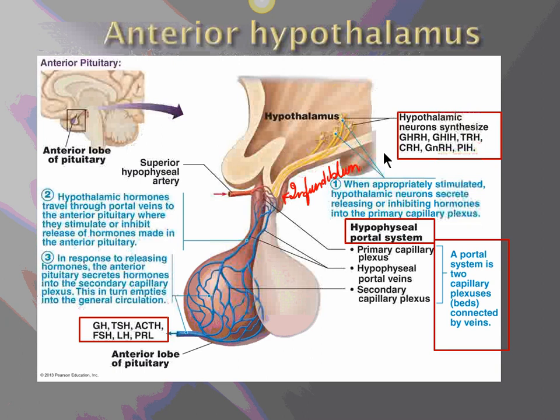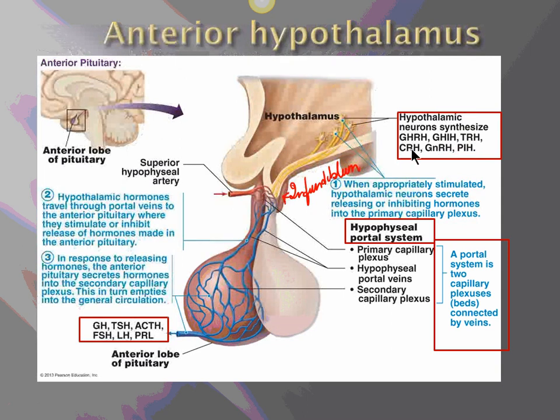So these releasing or inhibiting hormones are released into the circulation here, from where they come into the anterior pituitary. And then in response to them, the anterior pituitary will secrete its various hormones. So the growth hormone releasing hormone, for example, will cause secretion of growth hormone. The inhibiting hormone will prevent secretion of growth hormone.